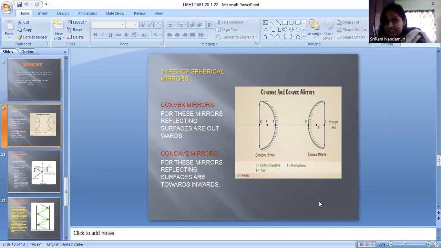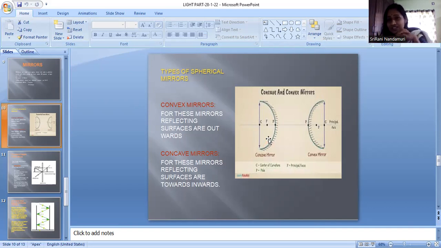You can see here in the PPT, in this image, these are the concave mirrors and these are the convex mirrors. Suppose I am drawing a ball here. Just draw a round ball. Just cut that ball. You can observe this shape, right? Now what is the difference between concave and convex mirrors?